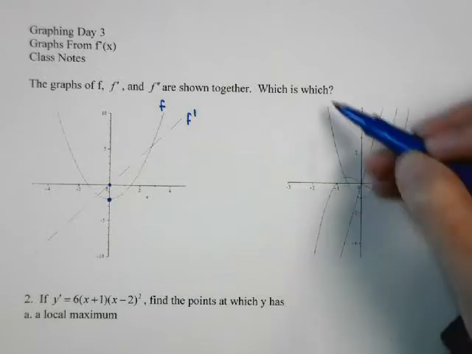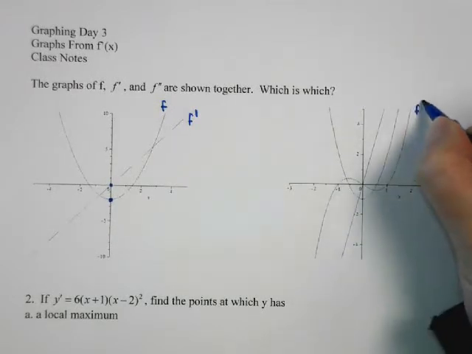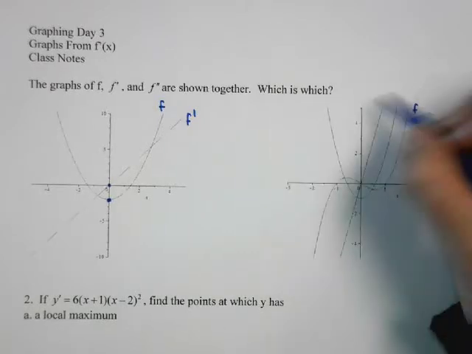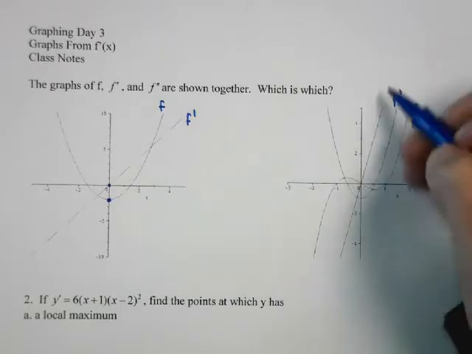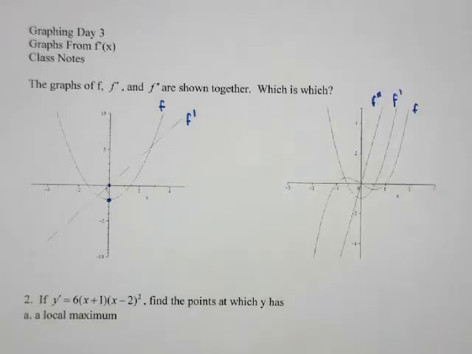Here we've got a cubic function, a squared function, and a linear function. So this one's going to be my original graph. The parabola is going to be the first derivative, and the line is going to be the second derivative.